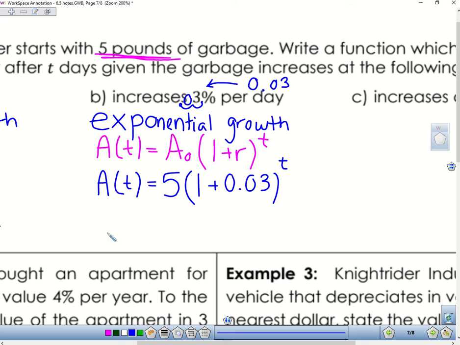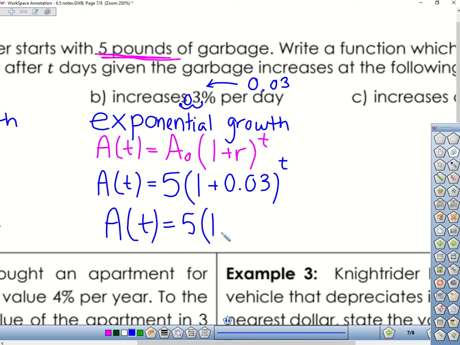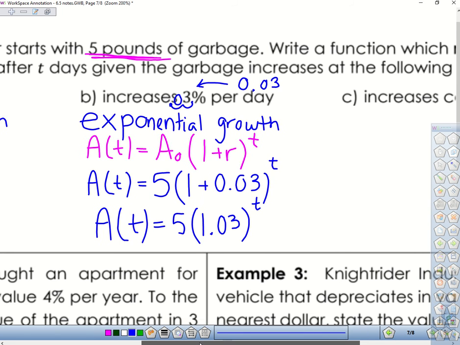Now typically you want to get this into the most simplified form before you say that this is your formula. So you're going to add the 1 plus the 0.03, which will become 1.03 to the t. So I just combined those like terms there. Does that make sense to everybody so far? Any questions about that formula? Okay. Let's go ahead and move on to part C.